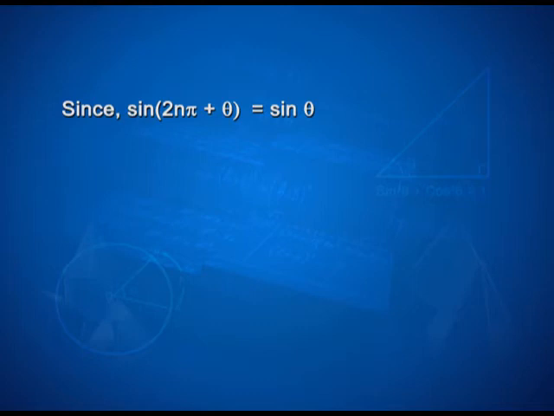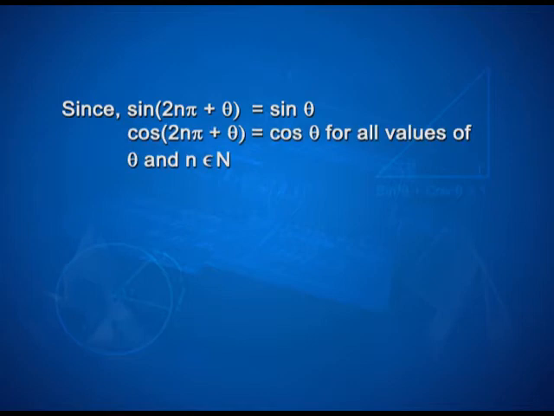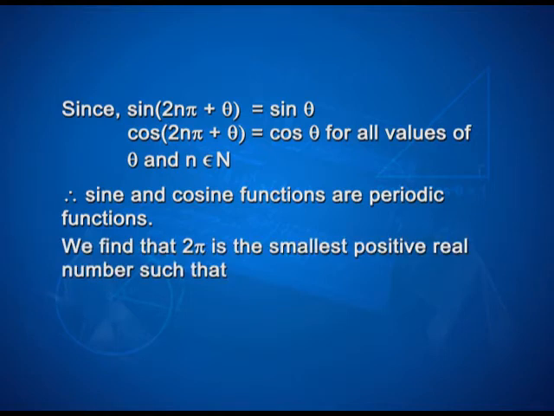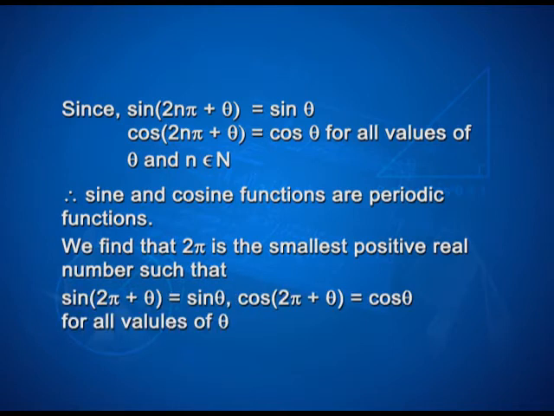Since sin of 2n pi plus theta is equal to sin theta, cos of 2n pi plus theta is equal to cos theta for all values of theta, and n belongs to integers, therefore sine and cosine functions are periodic functions. We find that 2 pi is the smallest positive real number such that sin of 2 pi plus theta is equal to sin theta, cos of 2 pi plus theta is equal to cos theta for all the values of theta.